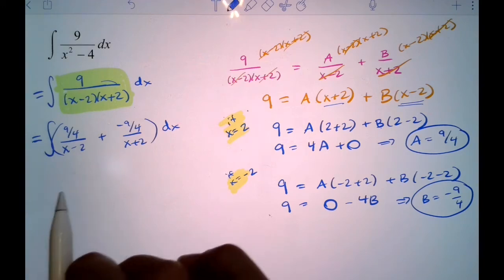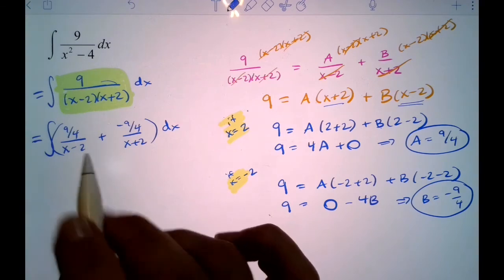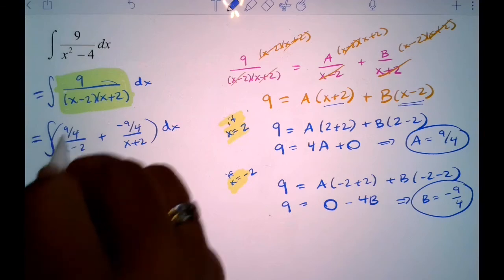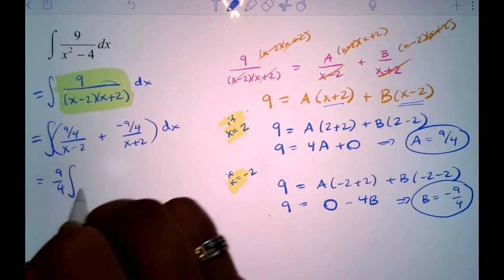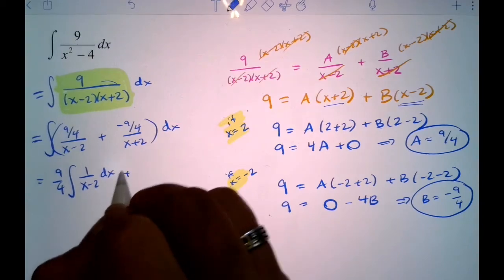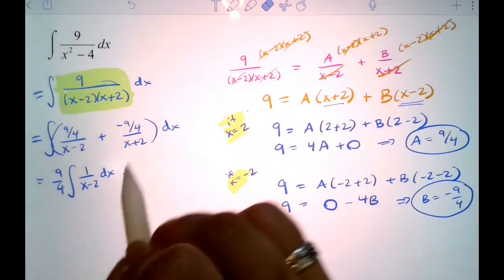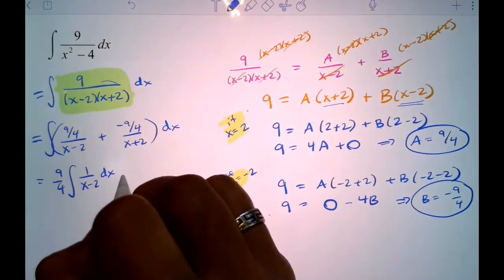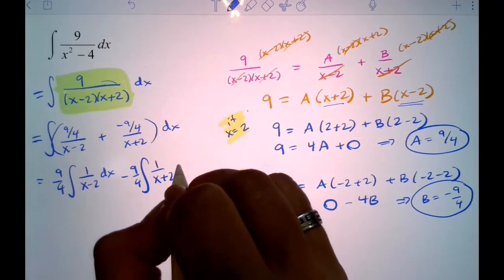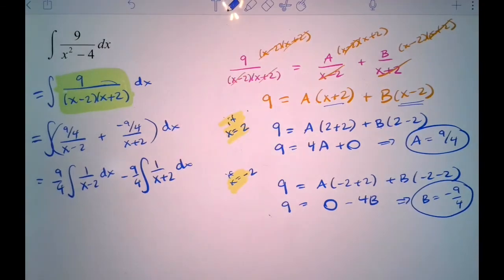Now again, because they are separated by a plus or a minus sign, you're allowed to handle these separately. So let's go ahead and do that. Let's take that awkward 9/4. It's really just a coefficient. Let's take that out. And actually, let's take out that negative 9/4. I'll just put in minus, and the integral is 1 over x plus 2 dx. So you can handle these all separately.